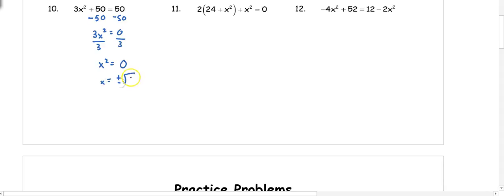We have plus or minus square root of 0. Square root of 0 is always 0. So we have plus or minus 0. Now, in this case, you don't need the plus or minus because 0 is just 0, but we're going to leave the plus and minus just to reinforce the idea.